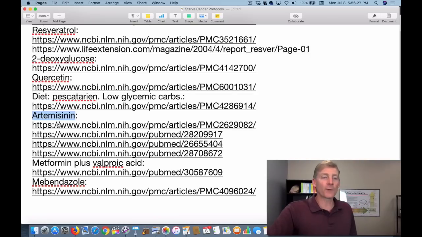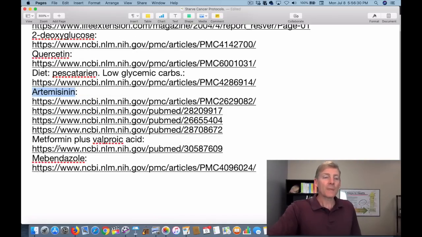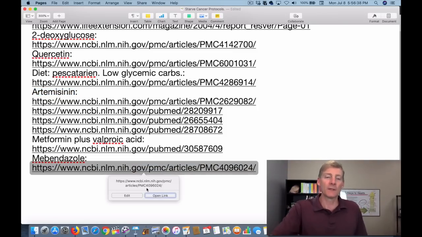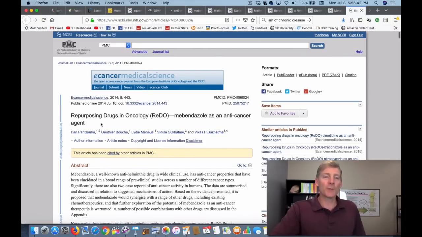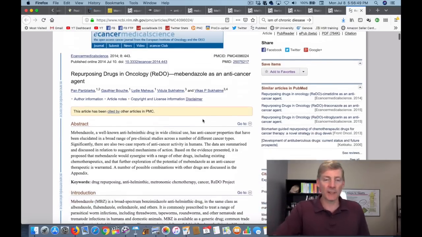And then here I have 4 links regarding artemisinin. Here I have metformin plus valproic acid and mebendazole, which is another anti-parasite, anti-helminthic medication. So let's click on that and see what this says. Repurposing drugs in oncology, it's called ReDO. And here they talk about mebendazole as an anti-cancer agent.